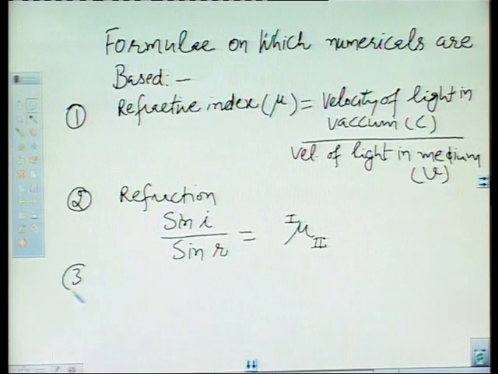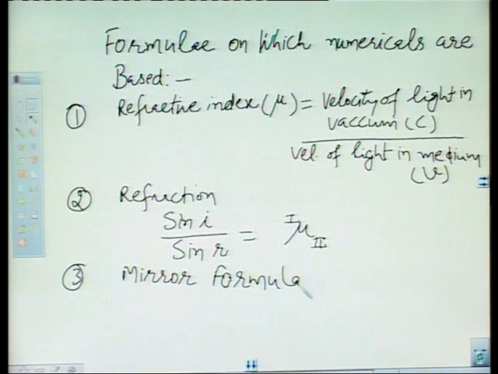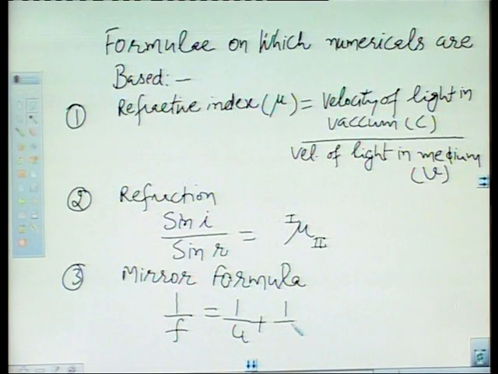The third formula is for mirrors, which is known as the mirror formula. This is given by 1 upon f is equal to 1 upon u plus 1 upon v. f is the focal length of the mirror, u is the distance of the object from the mirror, and v is the distance of the image from the mirror.